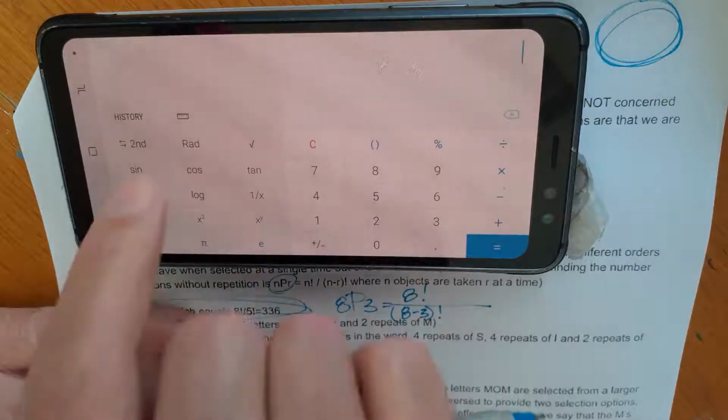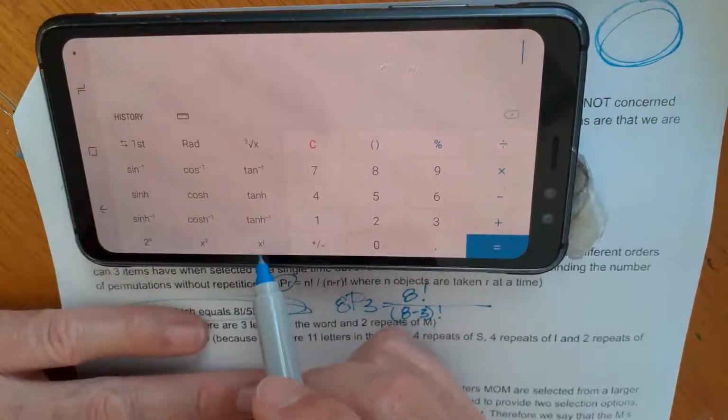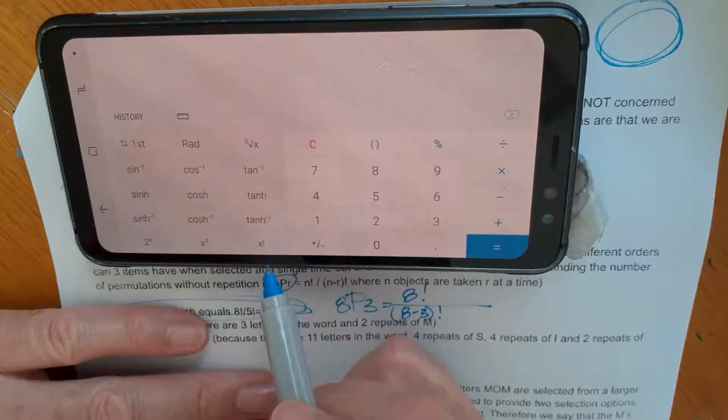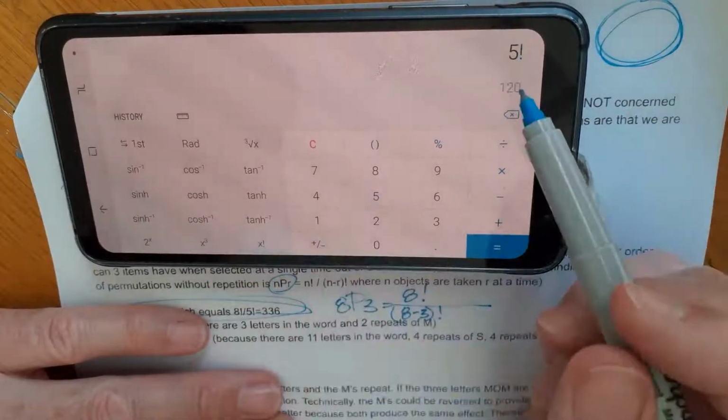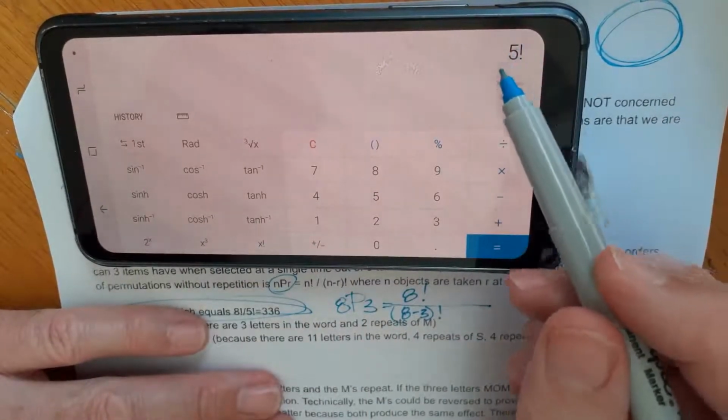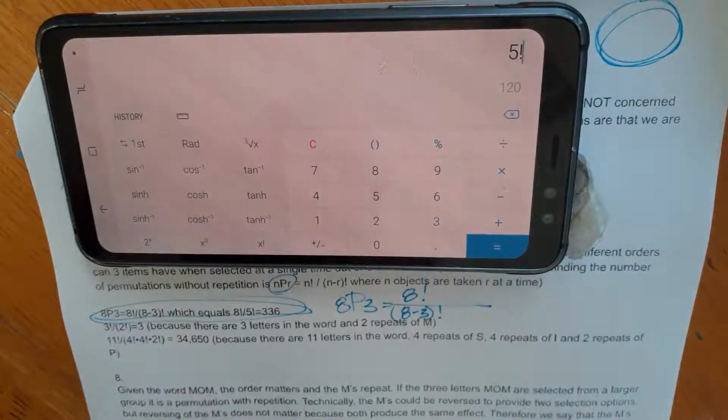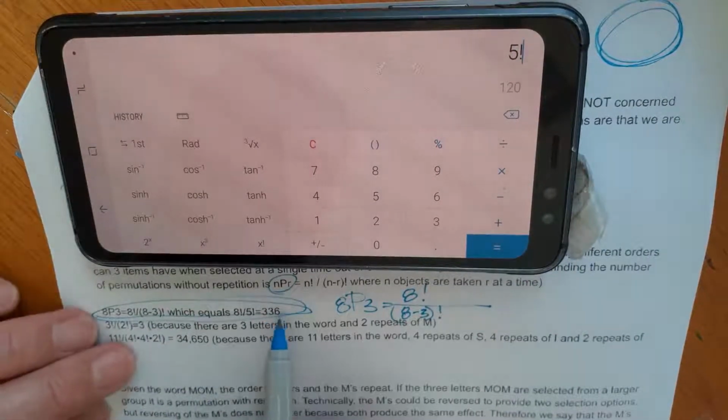And that's great, because if I go to my first second, okay, somewhere I got it. Here it is, x factorial. See that? So all I need to do is go 5 factorial, and it'll tell me 120. It'll do all that math for me. That's the point of this whole idea, right? Having that function.